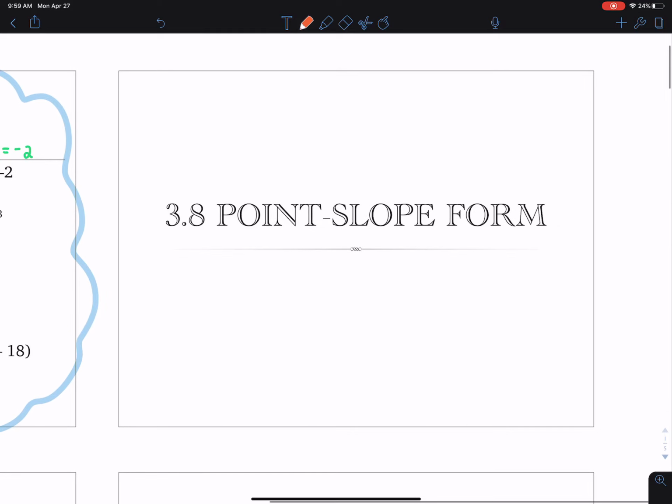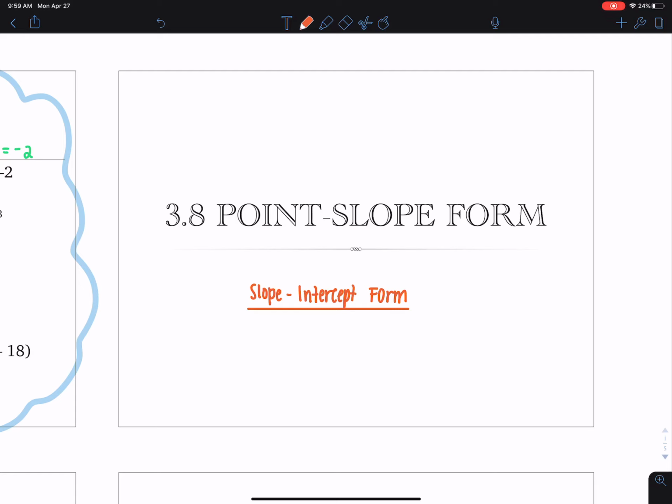So again, this is 3.8, which is point slope form. This is a form of a line, which we'll look at. And then just as a quick review, we also did slope intercept form.